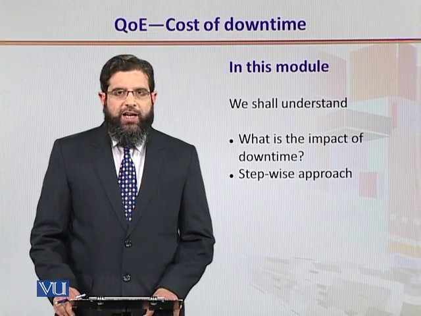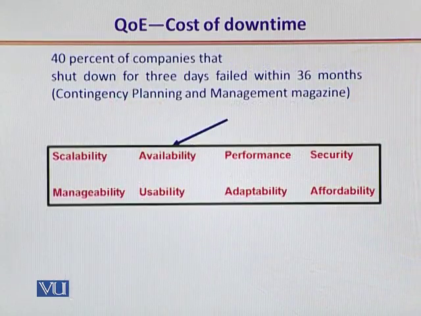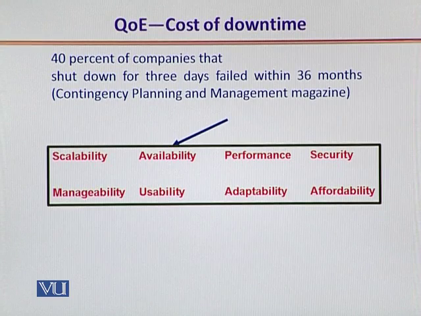And we shall take a stepwise approach to determine the cost of downtime. According to the famous Contingency Planning and Management magazine, 40% of the companies which remain unavailable, of course, such as shutdowns for continuous 3 days, actually fail within 3 years of their inception. It means that when the customers find the organization unavailable, they tend to break away from it.